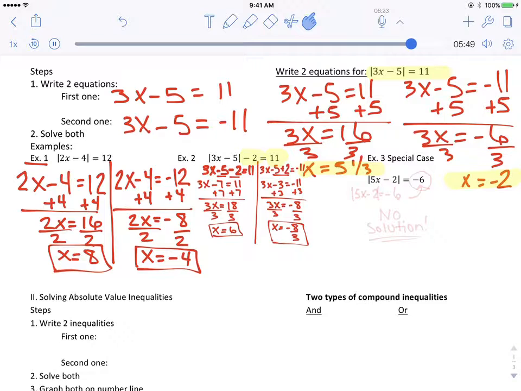And in the last example, again, we write 5x minus 2 equals negative 6. The problem is that this answer can never happen, because if I take the absolute value of something, it should always be a positive. So as soon as we see that we have an answer that's a negative answer when it's an absolute value equation, that means there is no solution. It is not possible to take the absolute value of something and get a negative number.